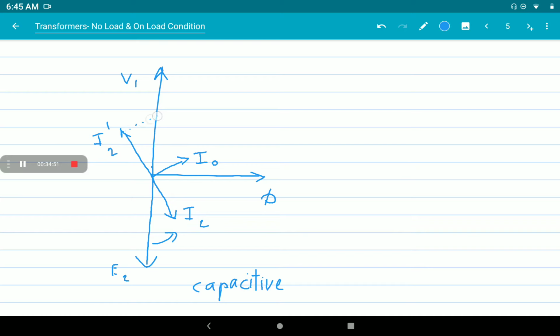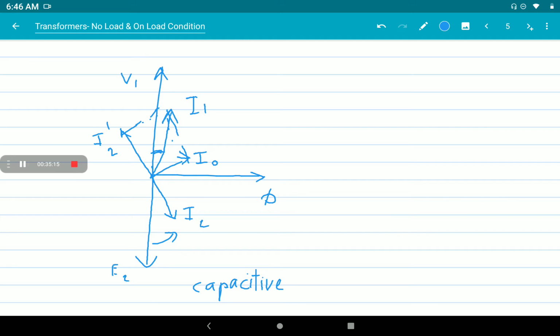So the vector sum of these two will give what? I1. So you can see here the angle between V1 and I1 will be reduced. That means the power factor can be improved by adding a capacitive load. Okay.